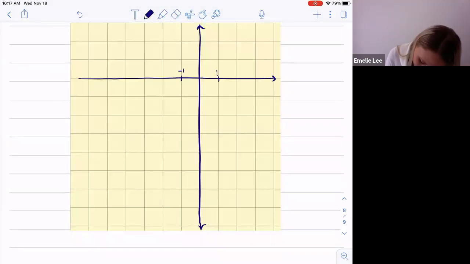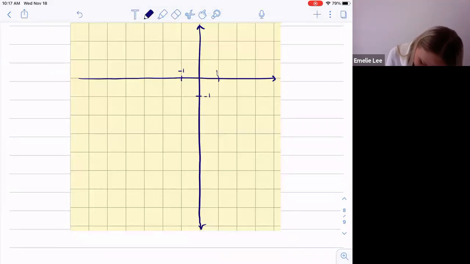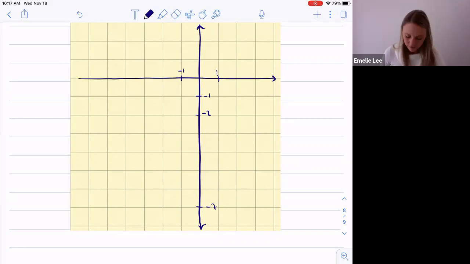1, -1, come on. 3, 4, 5, 6, 7. Good. I guess. All right. So the vertex is here at -1, -7. Vertex is at -1, -7.